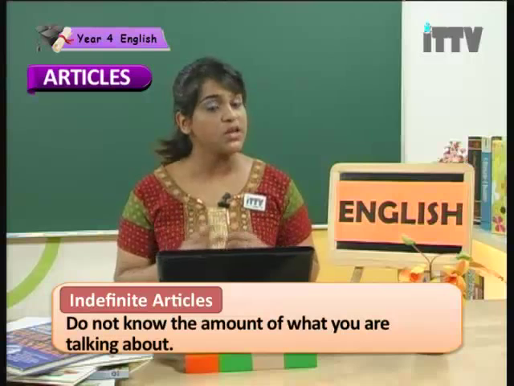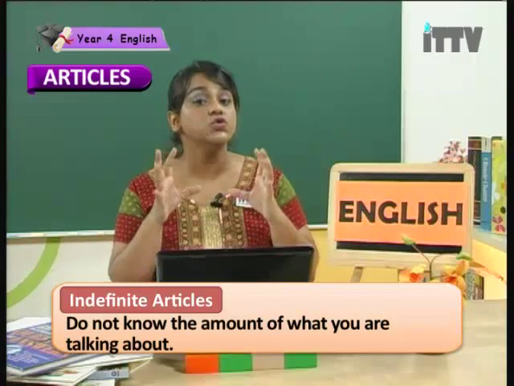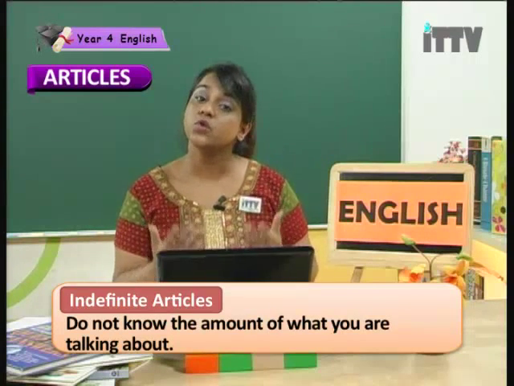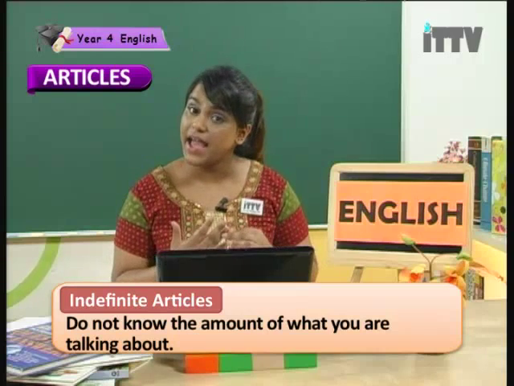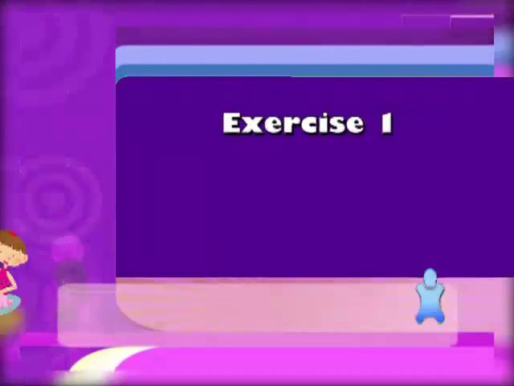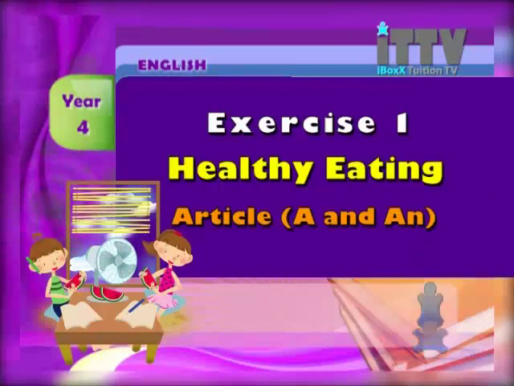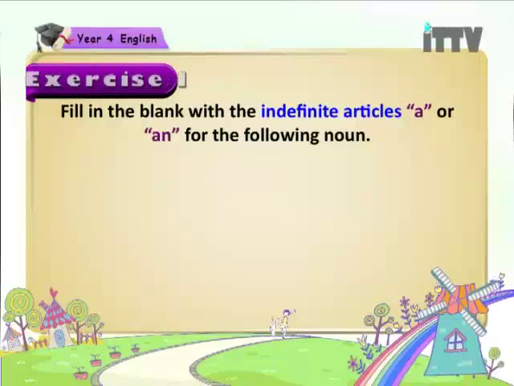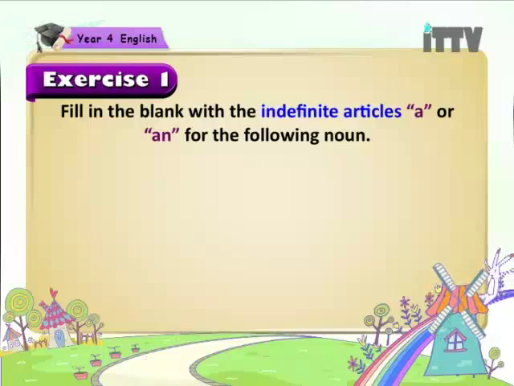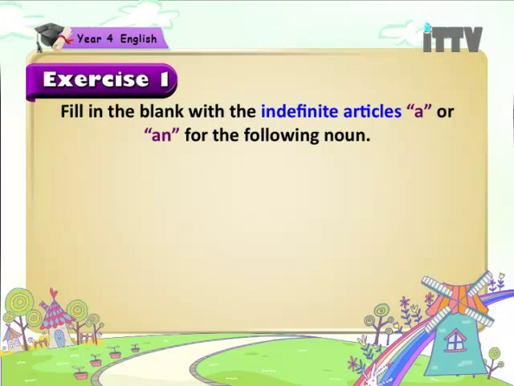Now, why do we call these indefinite articles? That is because you do not know the amount of what you are talking about. So we use a and an. Now, let us try an exercise. Fill in the blank with the indefinite articles a or an for the following noun.